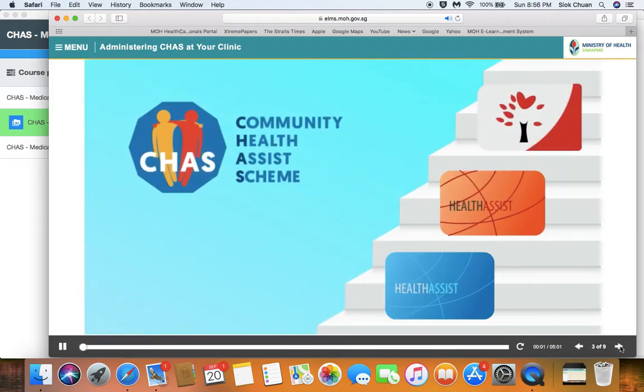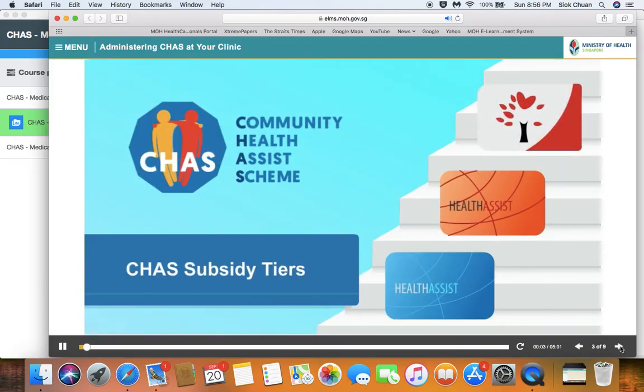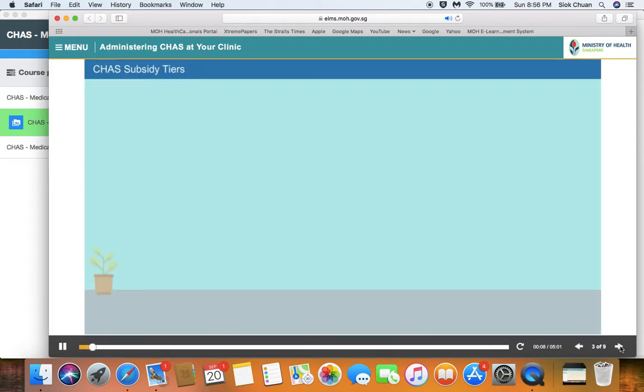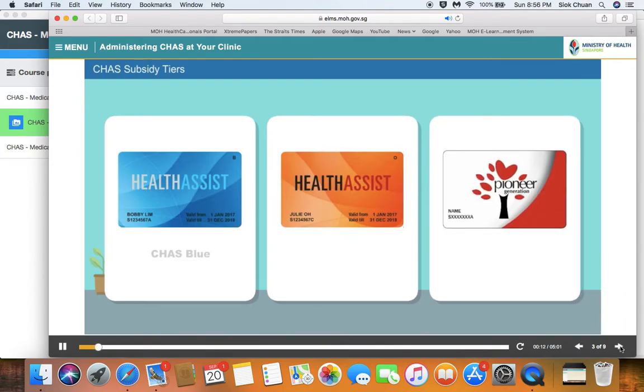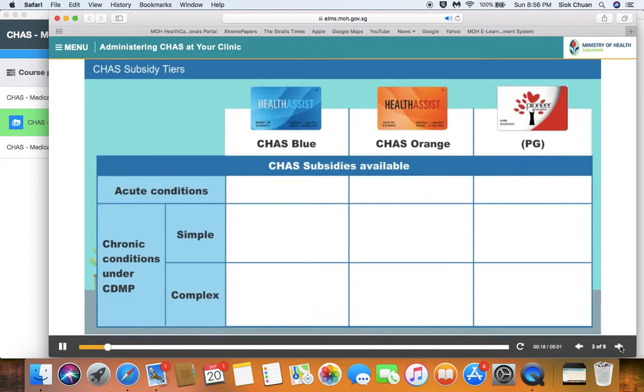Now, we will be learning more about the subsidy amounts and claim caps for the 3 CHAS subsidy tiers. CHAS has subsidy tiers for 3 groups of patients: those with CHAS Blue, CHAS Orange, and Pioneer Generation status. This is a table showing the different subsidy amounts that the 3 groups of patients are eligible for.